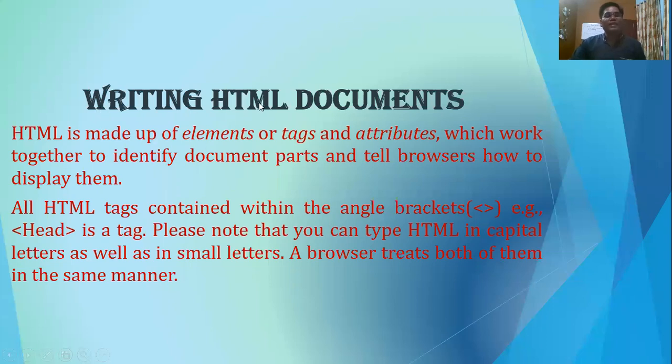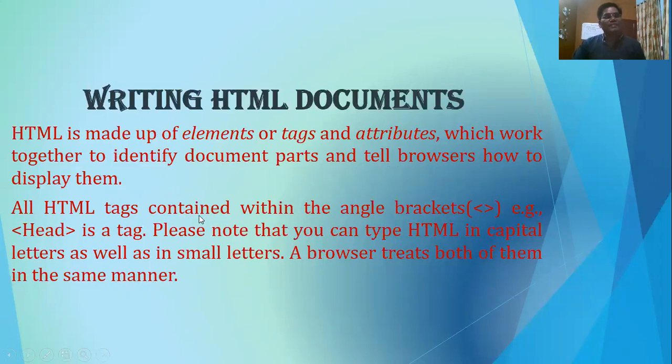Next, writing HTML documents. HTML is made up of elements or tags and attributes. We will learn about elements, tags, and attributes in further slides. They work together to identify document parts and tell browsers how to display them. With the help of elements, tags, and attributes, we can create an HTML document and its parts.